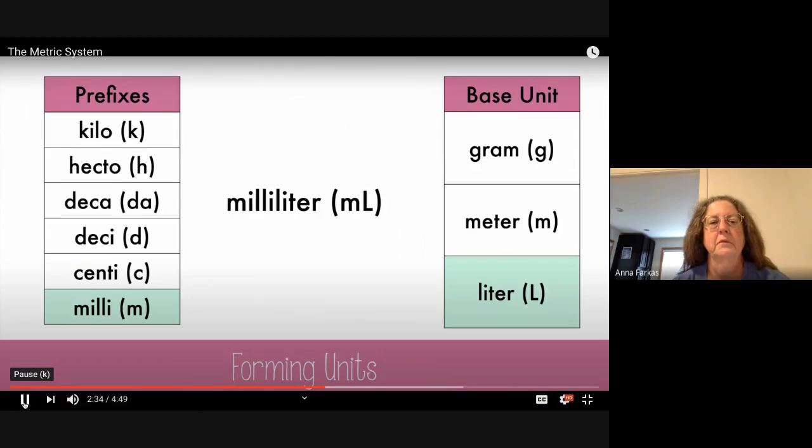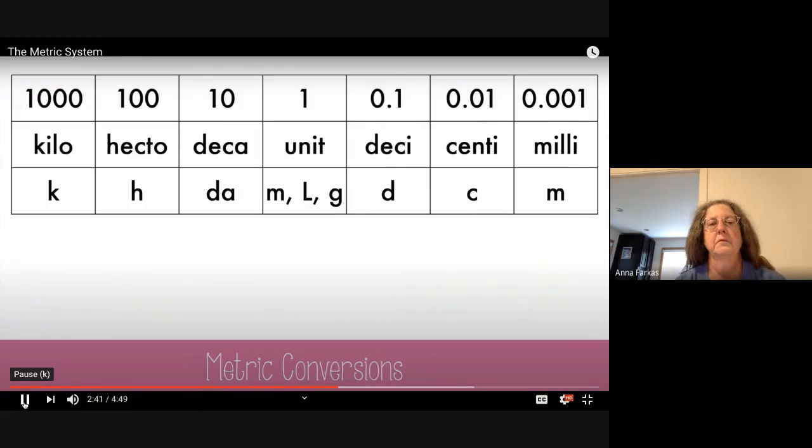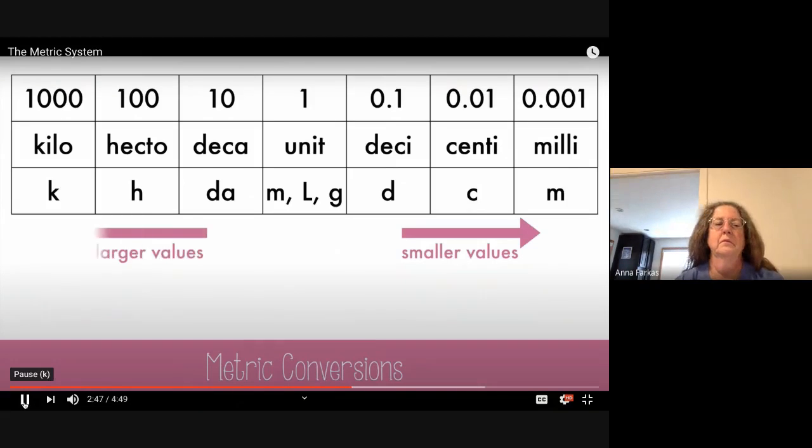There's one other really great thing about the metric system, and that's how easy it is to convert from one type of measurement to another. When you write the units out in order of largest to smallest, the conversions can be very easy. Remember that the smaller values are on the right and the larger values are on the left.